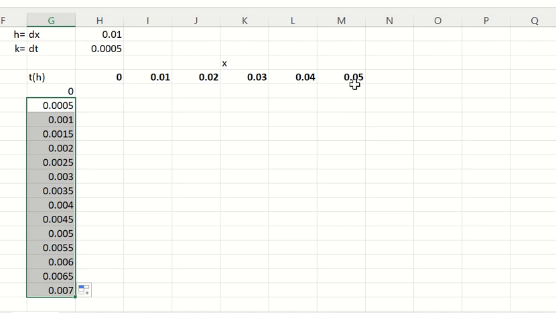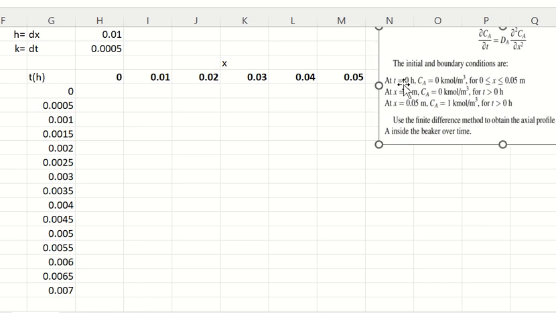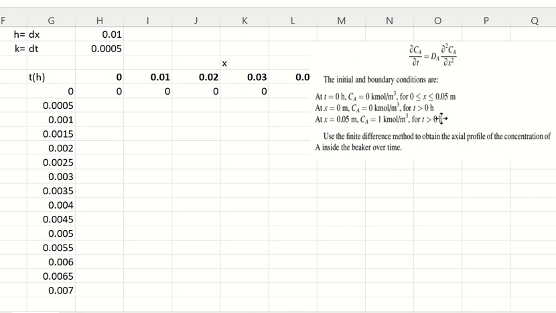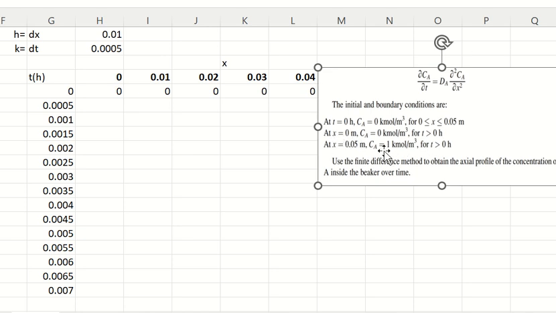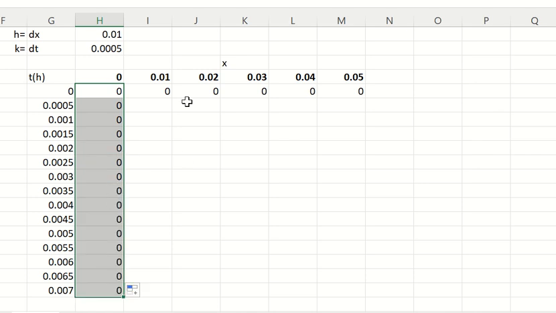So now we have to apply our boundary conditions. What's our boundary condition? At t equal to 0, our C is equal to 0 for x from 0 to 0.05. So all of this is 0. Everything is 0 at t equal to 0. Then the second boundary condition says at x equal to 0, C is equal to 0 for t greater than 0. That is at x equal to 0, which is this point, for t greater than 0, C remains 0 forever.